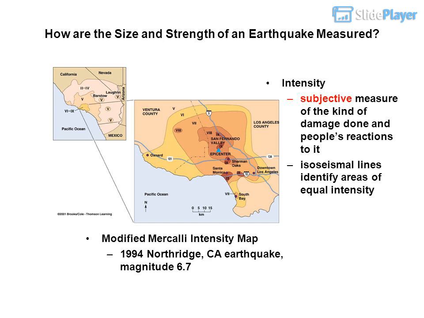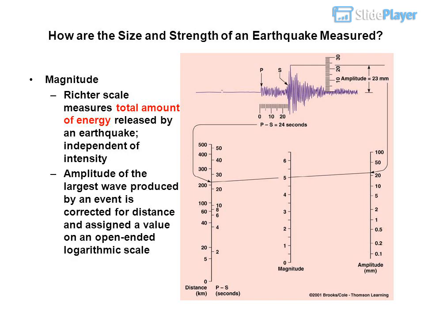Intensity. Subjective measure of the kind of damage done and people's reactions to it. Isoseismal lines identify areas of equal intensity. Modified Mercalli intensity map. 1994 Northridge, California earthquake. Magnitude 6.7. How are the size and strength of an earthquake measured?